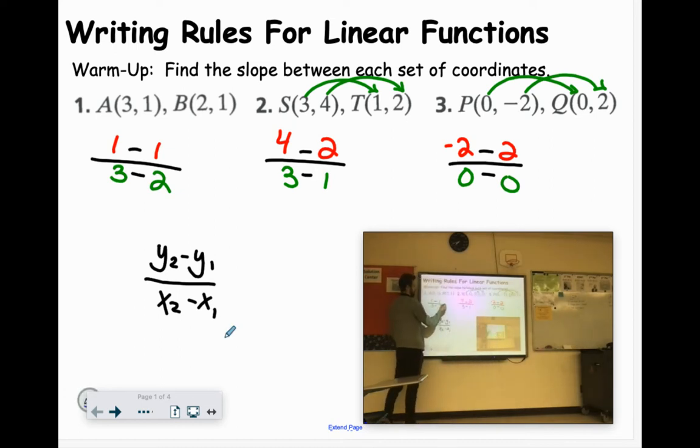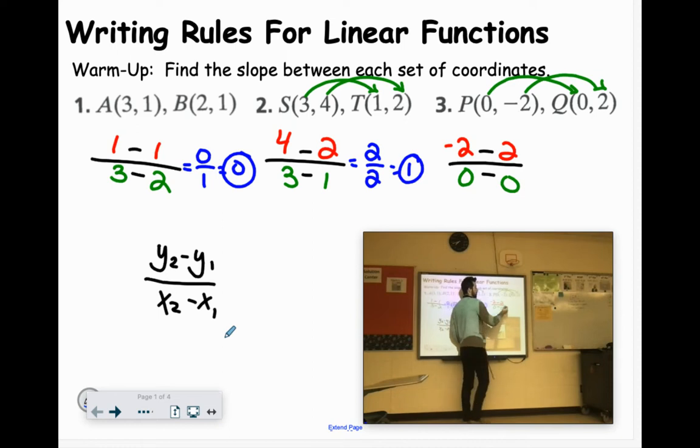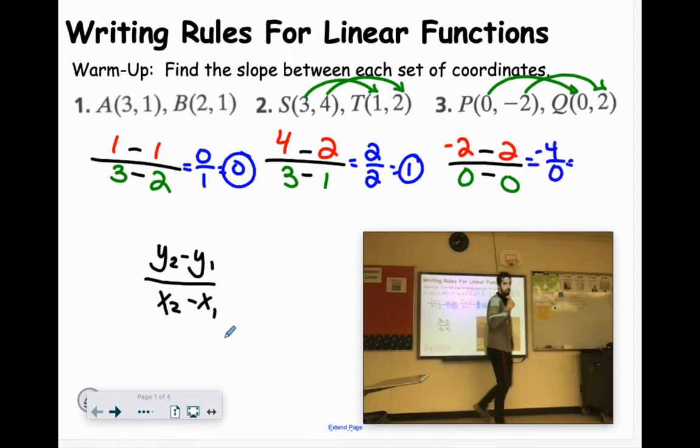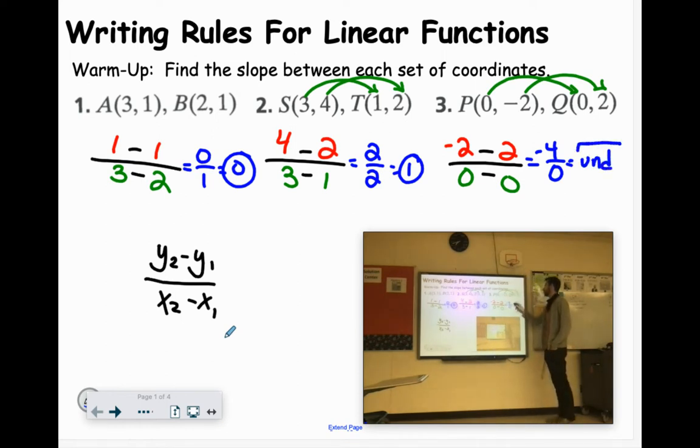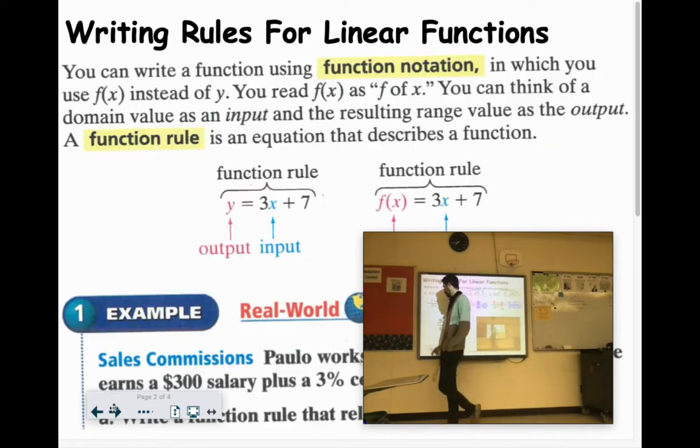Okay, 1 minus 1 is 0, 3 minus 2 is 1, 0 divided by anything is 0. 4 minus 2 is 2, 3 minus 1 is 2, and 2 over 2 is 1. -2 minus 2 is -4, 0 minus 0 is 0. When you have 0 in the denominator, remember you say that is undefined. Which means if it was graphed, then these would be in a vertical line with each other like that.